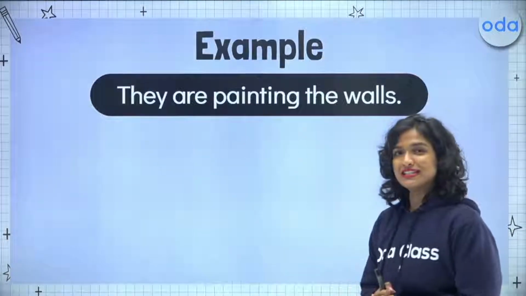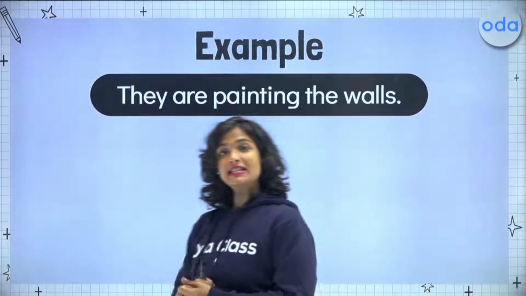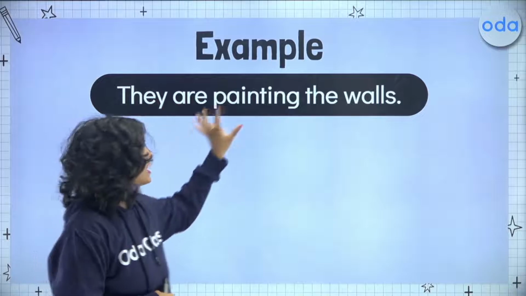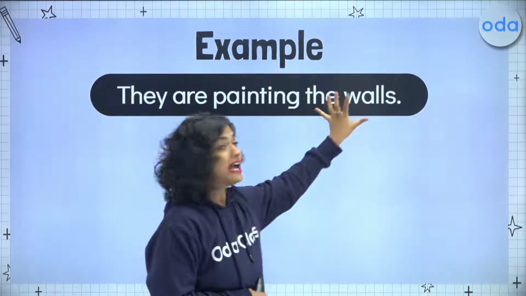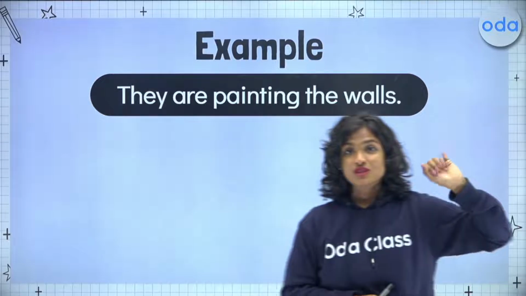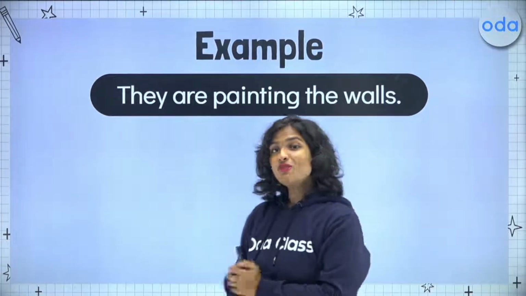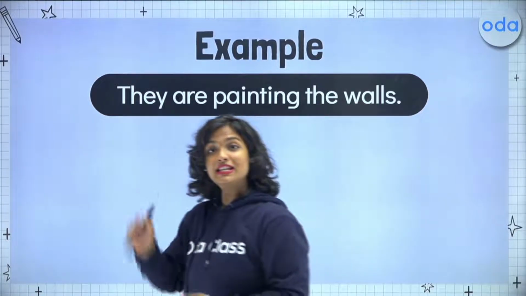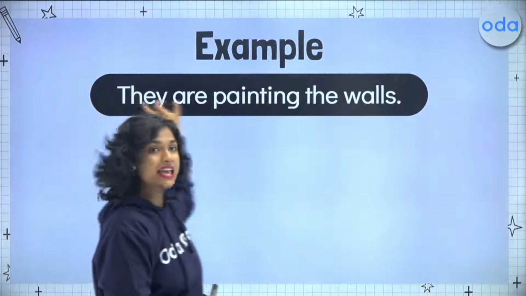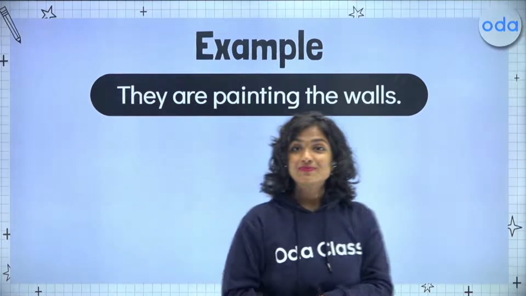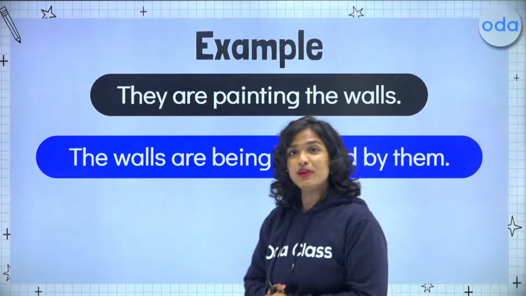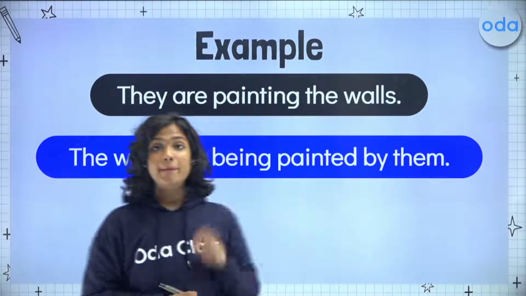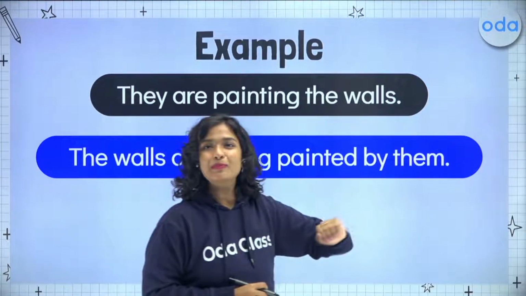Let's take an example once again. They are painting the walls. Once again, our subject here is they. Painting is our verb and the walls is the object. So when we transform the voice, we want to make this our subject. The walls has to come at the beginning of the sentence. And they becomes our object, which is why we transform it this way. The walls becomes our subject, are being painted by them.